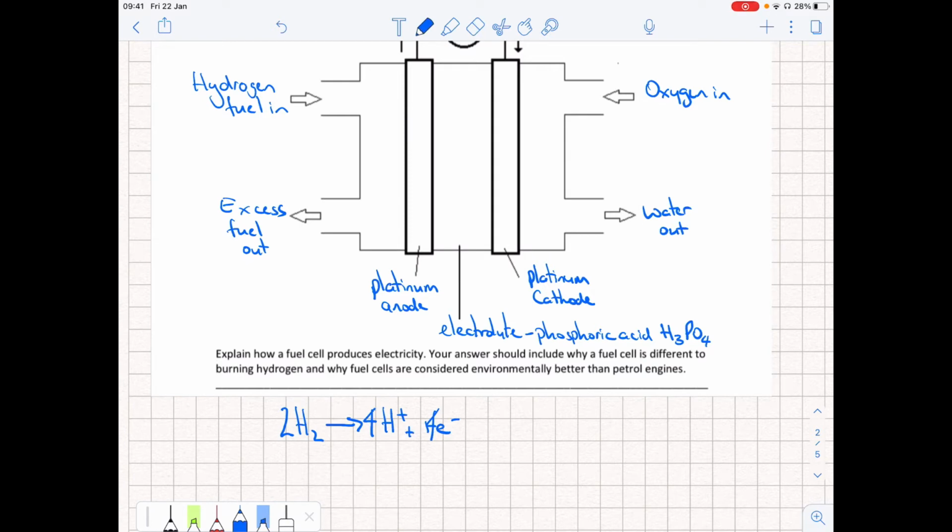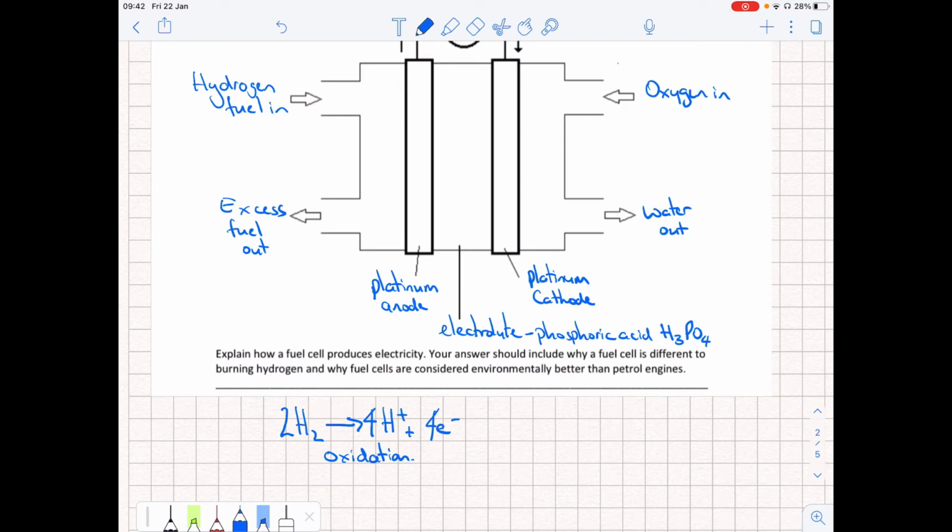Because those electrons are being released, this reaction here is representing oxidation. So we have our hydrogen coming in, and it is separated into hydrogen ions, and it releases these 4 electrons here.